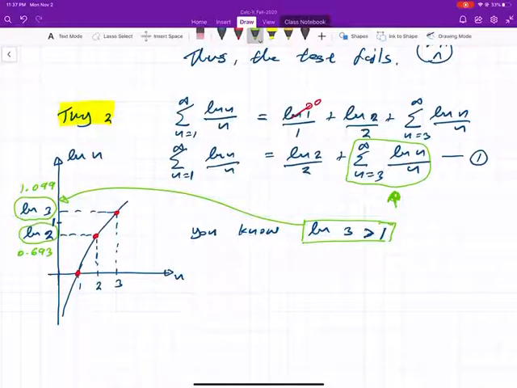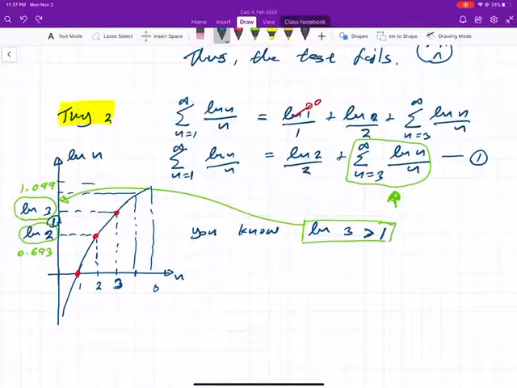And not only that, when n is greater than 3, ln n is greater than 1. As an example, this is 3, ln 3 is greater than 1. This is 4, this is ln 4, which is also greater than 1. This is 5, ln 5 is also greater than 1.